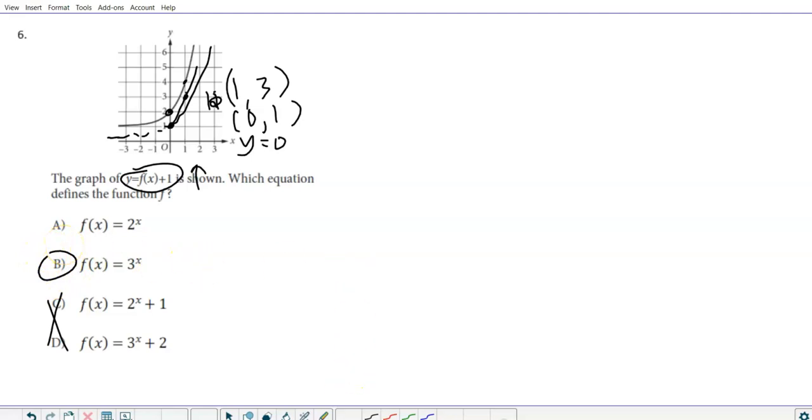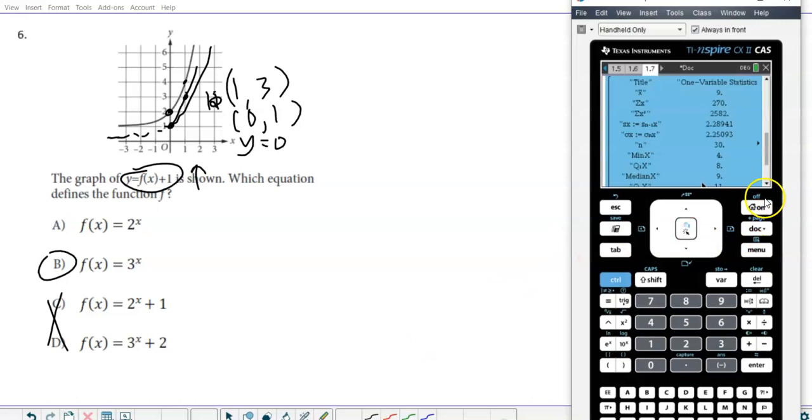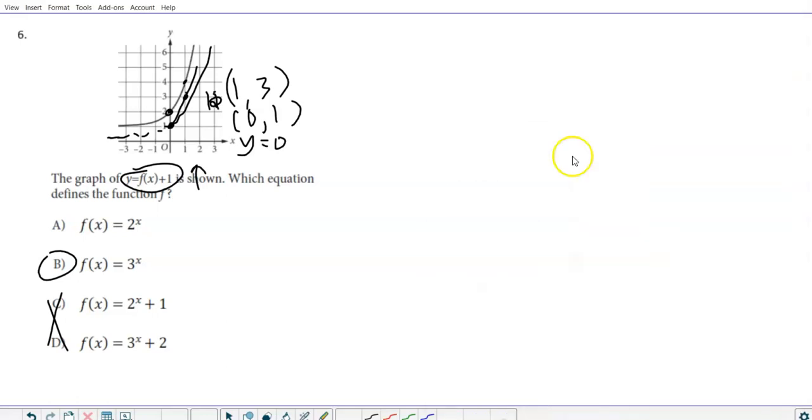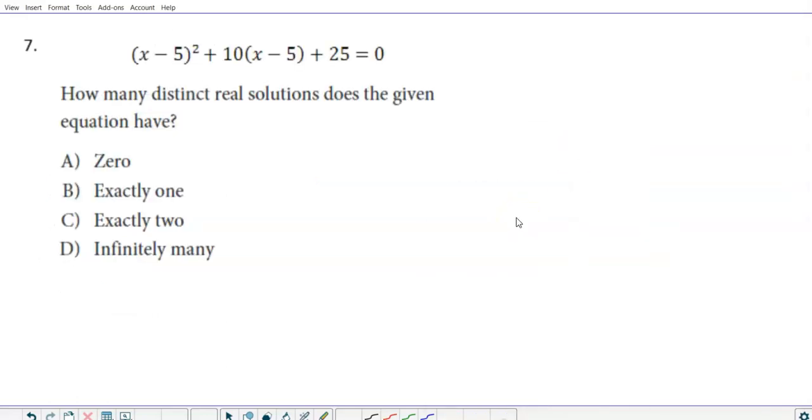You can also graph these guys in your calculator if you needed to. You can go home to graph and type in 3 to the x. So that's my F4, the name of that one. So if I wanted to, I could even type in F4 of x plus 1, because it'll take that original function and move it up 1, and you can see it moves up to those points that hit there. So different ways of using the calculator.